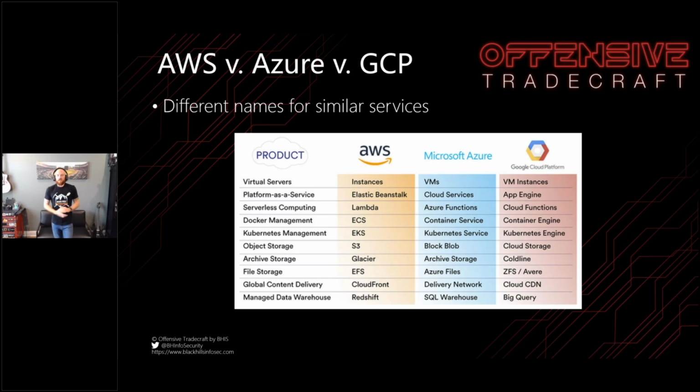Okay. So what's the difference between AWS, Azure, and GCP, right?